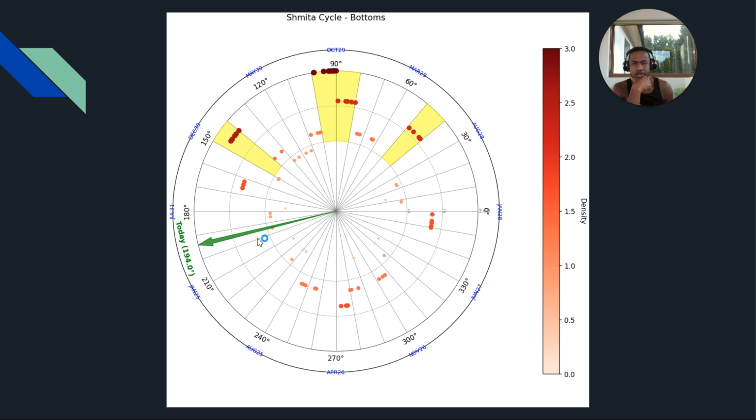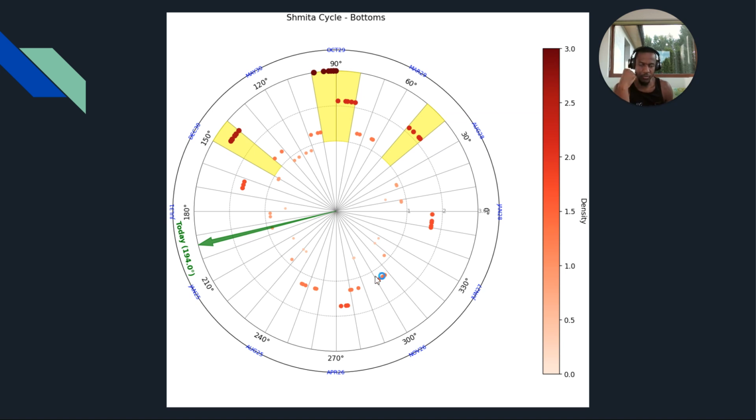Right now, you see where we are today. Today's date equates to 194 degrees on this circle that we've created. I have added to the outer circumference the future dates that align with these 30-degree divisions.